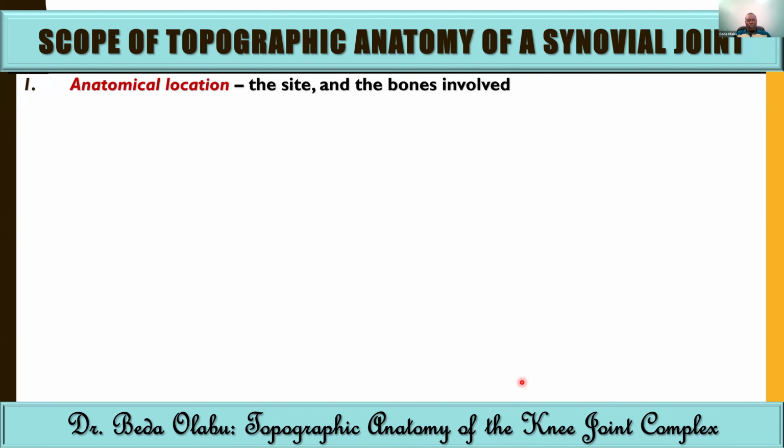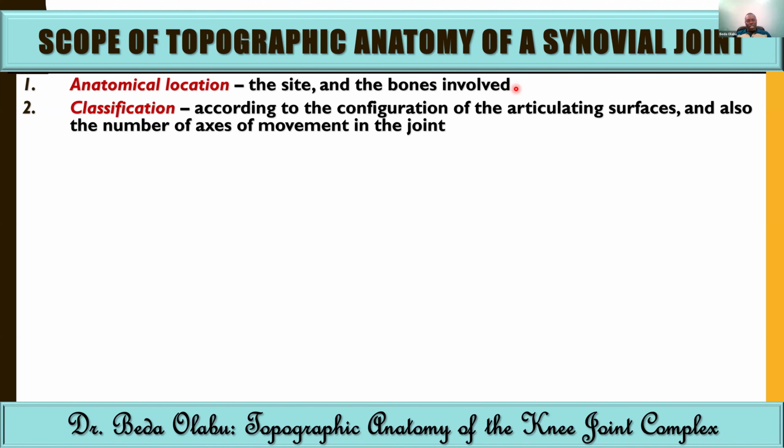One of them is the location. Simply put, we just want to know where that joint is found, and which bones are involved in the articulation in that joint. That's straightforward. The other thing we want to know about a synovial joint is its classification. We want to classify synovial joints based on the configuration of the articulating surfaces. Is it ball and socket? Is it condylar? Is it planar? Is it saddle? There are many configurations that we can talk about.